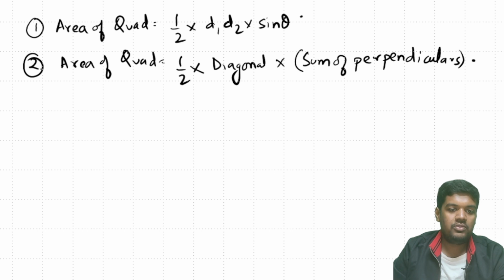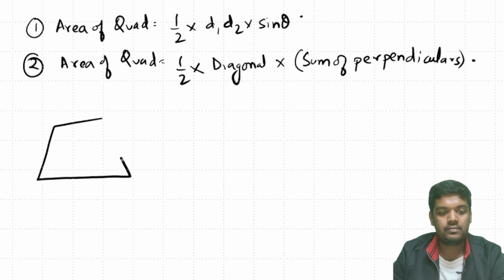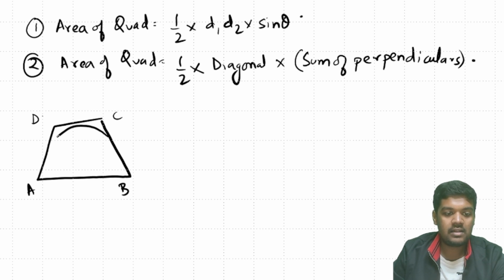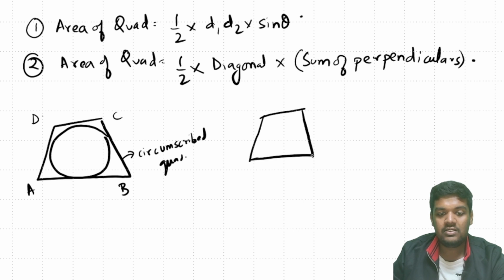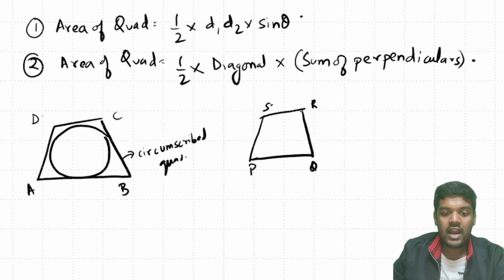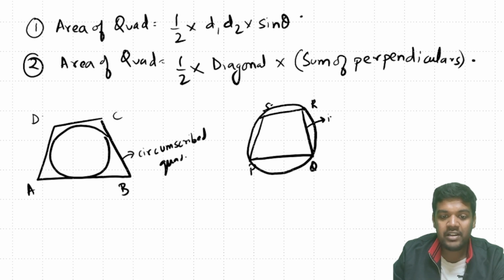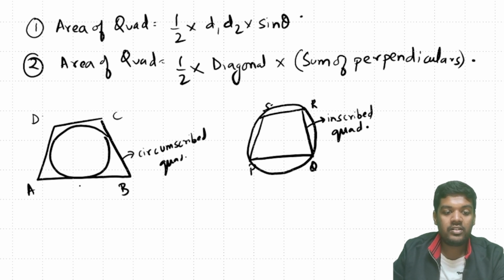ओके, सो मुझे आपके साथ दो कंसेप्ट और डिस्कस करना है रिगार्डिंग सर्कमस्क्राइब्ड क्वाड्रिलेटरल एंड इंस्क्राइब्ड क्वाड्रिलेटरल. सो सपोज ये क्वाड्रिलेटरल है ABCD, और this is circumscribing a circle, then ABCD is called a circumscribed quadrilateral. वहीं पे एक और quadrilateral है, let's call it PQRS, and PQRS is inscribed in a circle, so this is called an inscribed quadrilateral, right? अब circumscribed quadrilateral में एक फॉर्मूला है एरिया का.